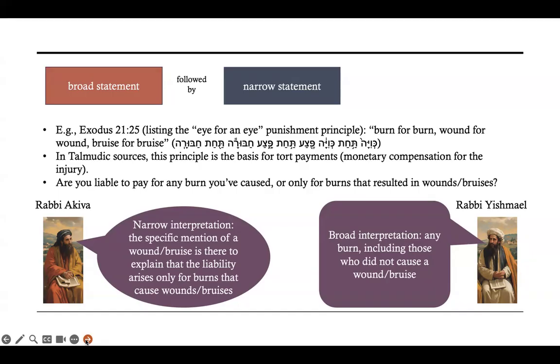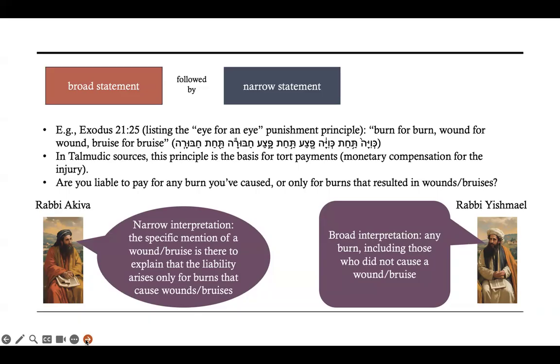In Talmudic sources, the biblical principle is not interpreted literally. So basically what they're saying is every time you hit somebody, you are not going to be hit in the same way. So if you gouge somebody's eye out, they're not going to take your own eye out, but rather the idea is that you pay monetary damages at the level of the harm that you've caused. And this is the basis for tort payments, monetary compensation for the injury.